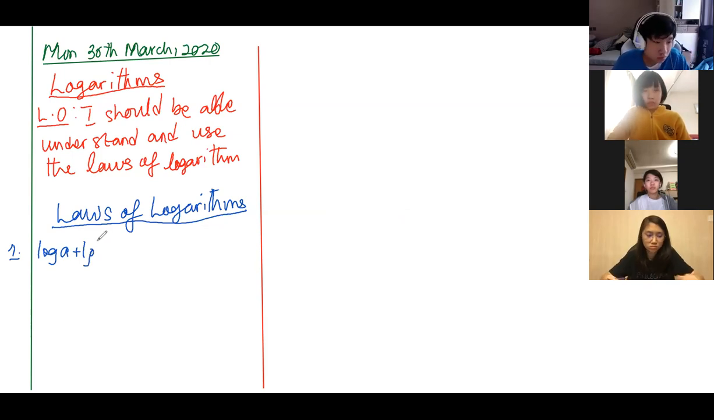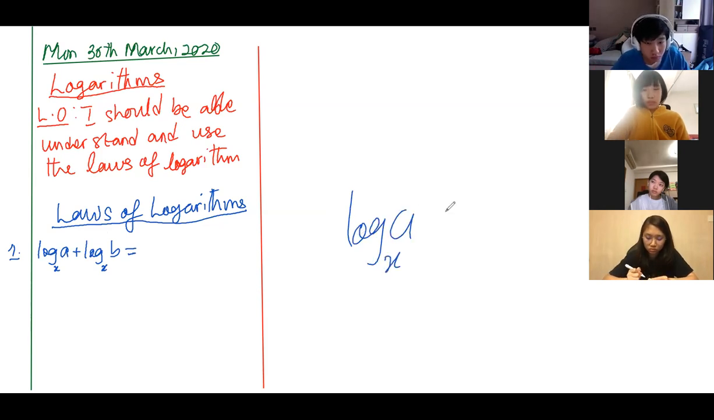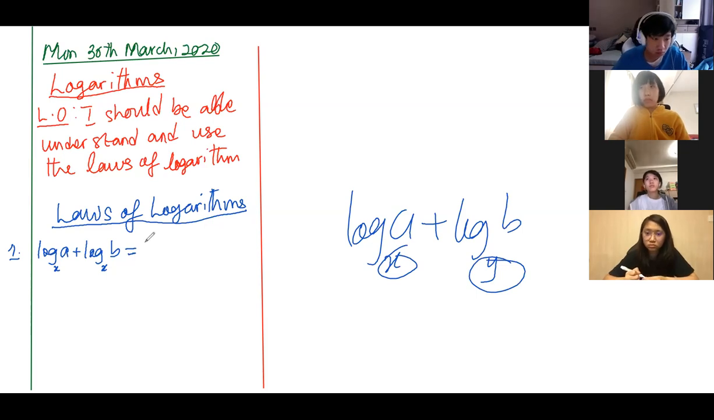So logarithm of A plus logarithm of B to base X, let's use the base. What's the purpose of the base? It is to tell you that as long as they have the same base, this will happen. So you cannot do logarithm of this plus logarithm of this, no, you can't, because they have different bases. Does that make sense? So they must be of the same base. If they are of the same base, it will be logarithm to that common base, then A multiplying B.